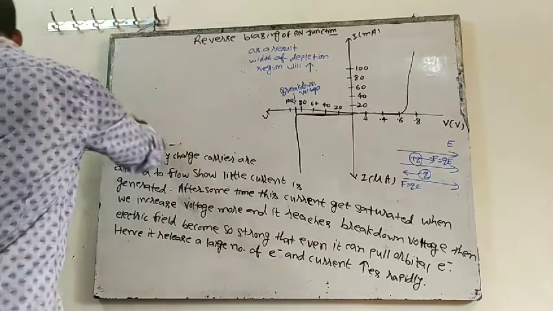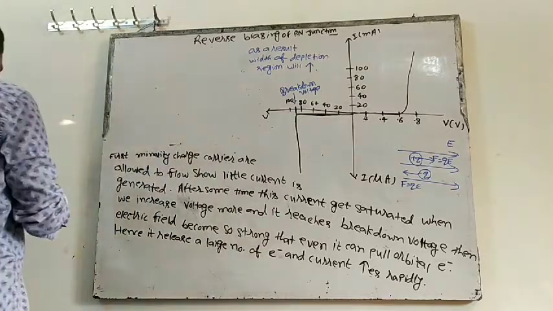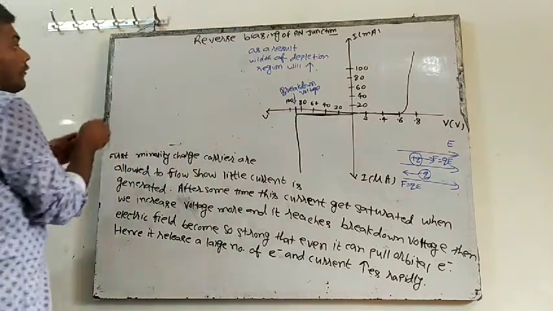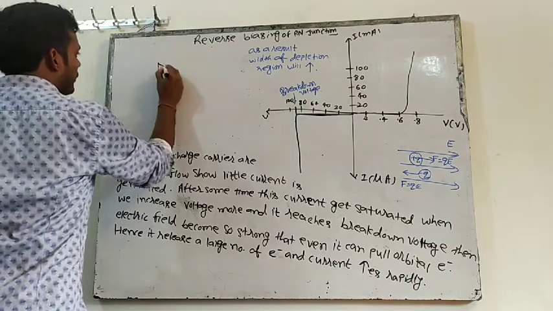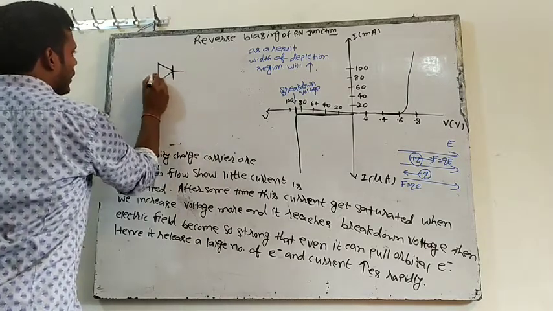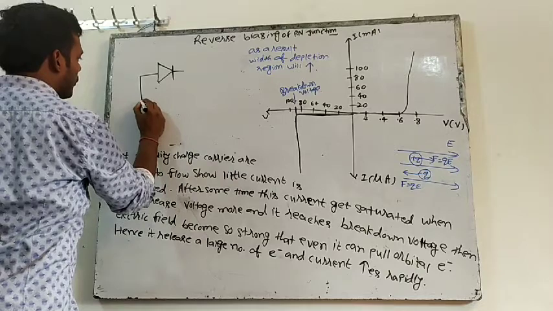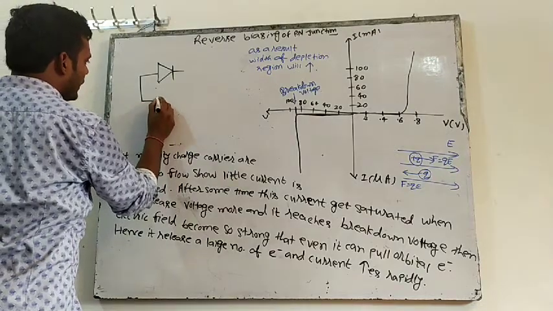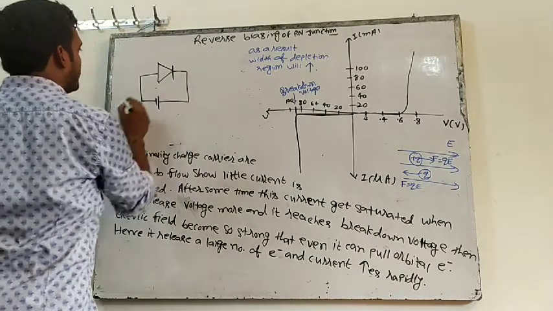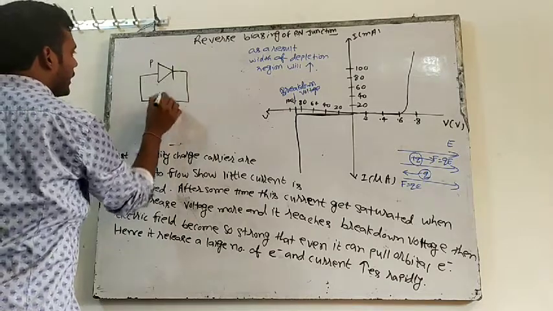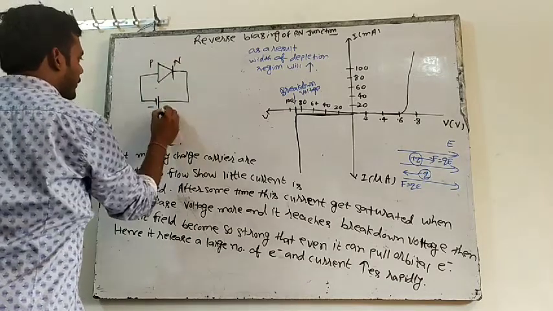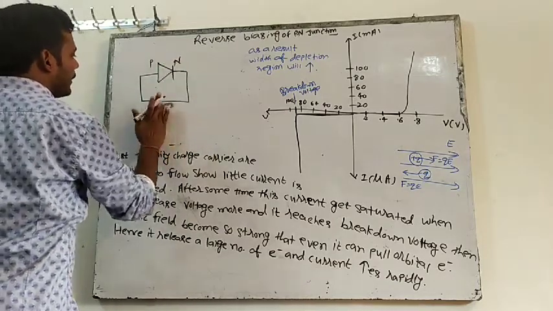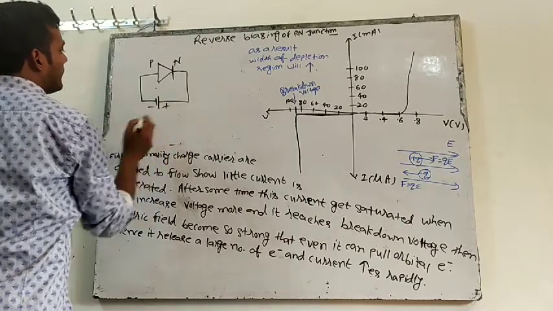See the experimental setup. When you do this experiment in the lab, there will be a PN junction. We will connect it in reverse bias mode. That means this will be connected with negative and this will be connected with positive. So P will connect with negative and N will connect with positive, right?